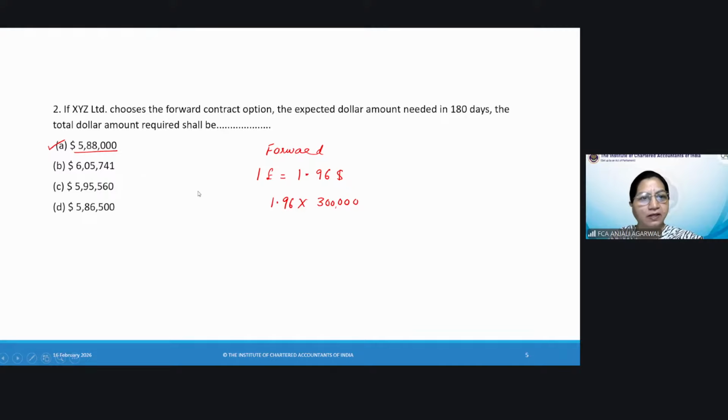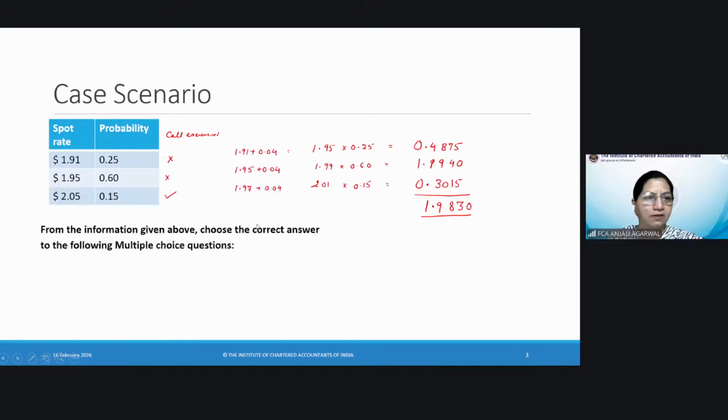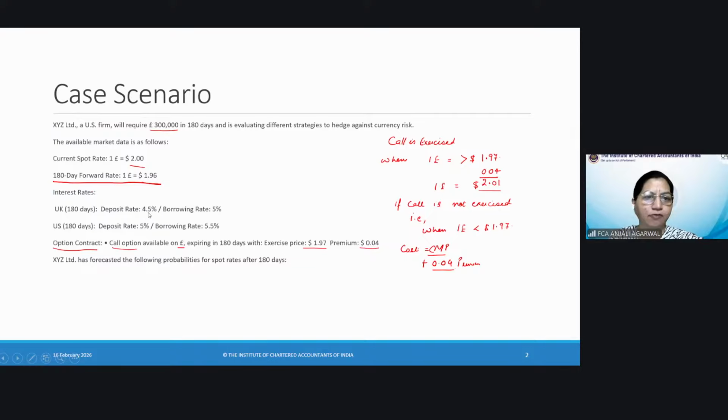Great. Third question. If we are using the money market hedge, how much will XYZ Limited need to repay after 180 days? So we have to see what is the rate in UK for deposit and borrowing, and in US for deposit and borrowing. So the 180 days rates are 4.5 and 5%, 5% and 5.5%.